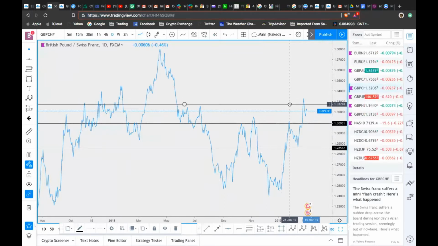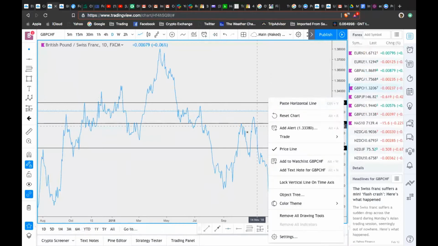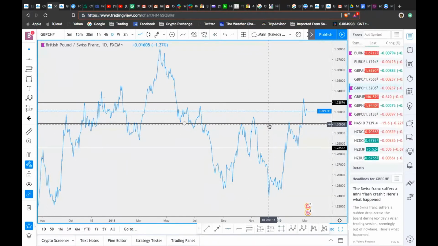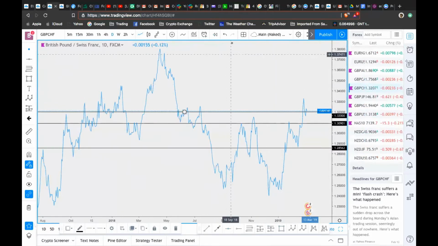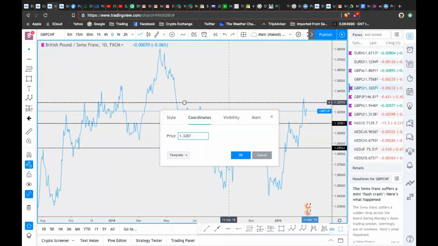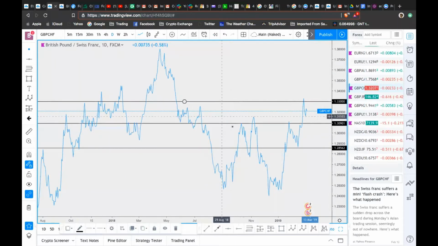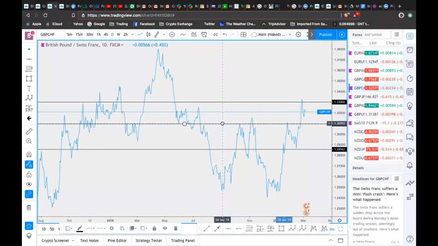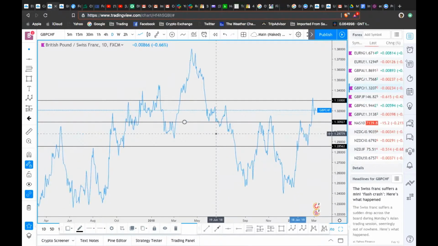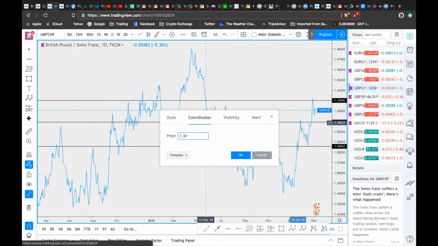All right, let's bring this down like this level. And I also like to put my levels at whole numbers. We'll get into more details about that later, but for right now, I won't even bother doing that.